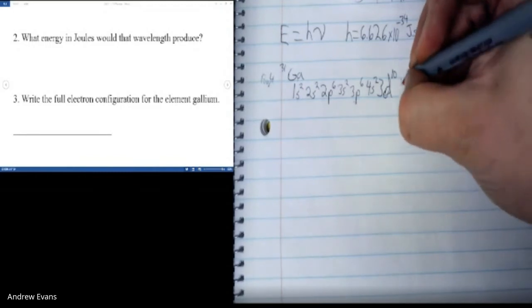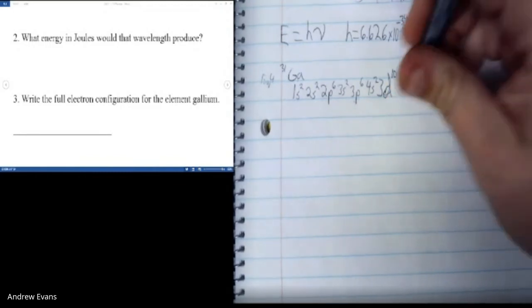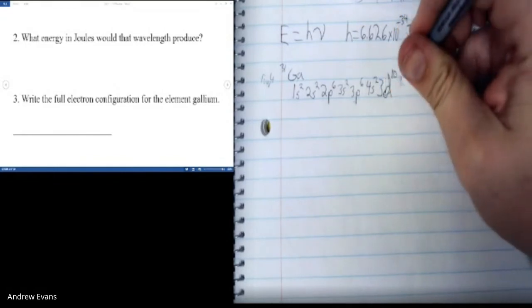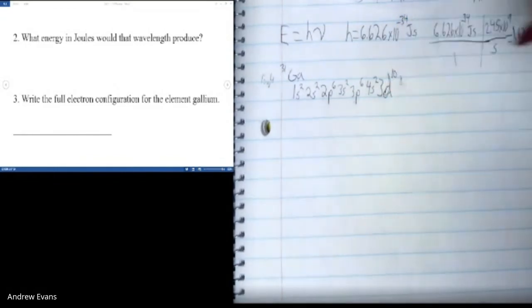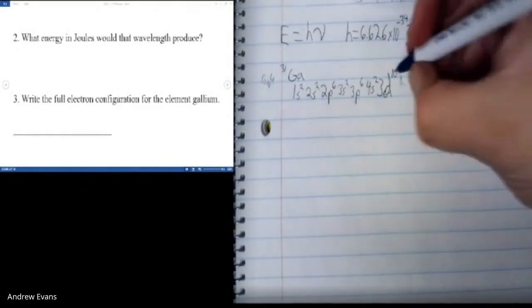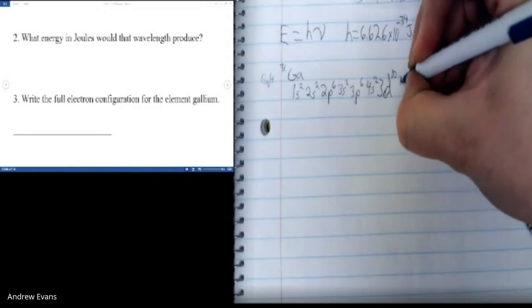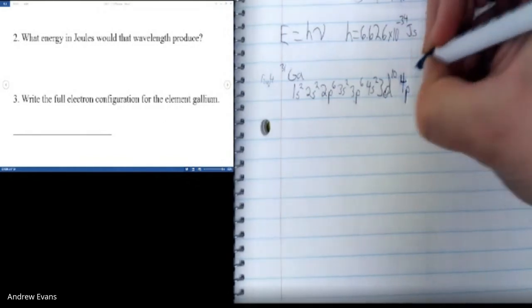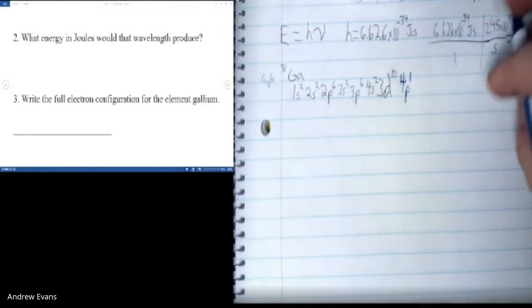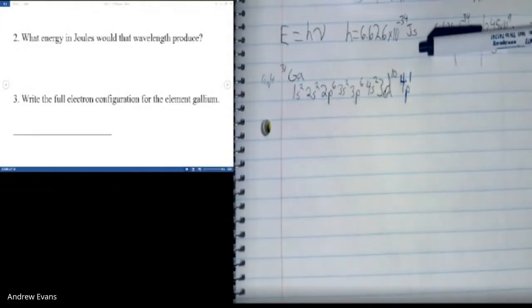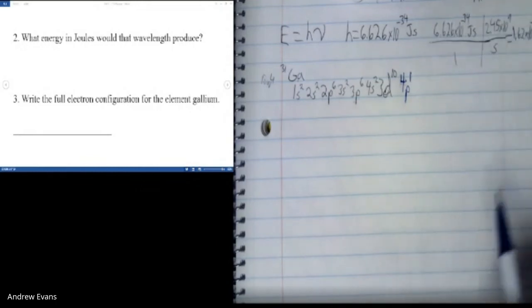So, my pen suddenly died all of a sudden. It appears it has. So we go back to 4p1. First element in the p. So, there we go. My pen's working again. 4p1. So that would be the correct answer for problem 3.